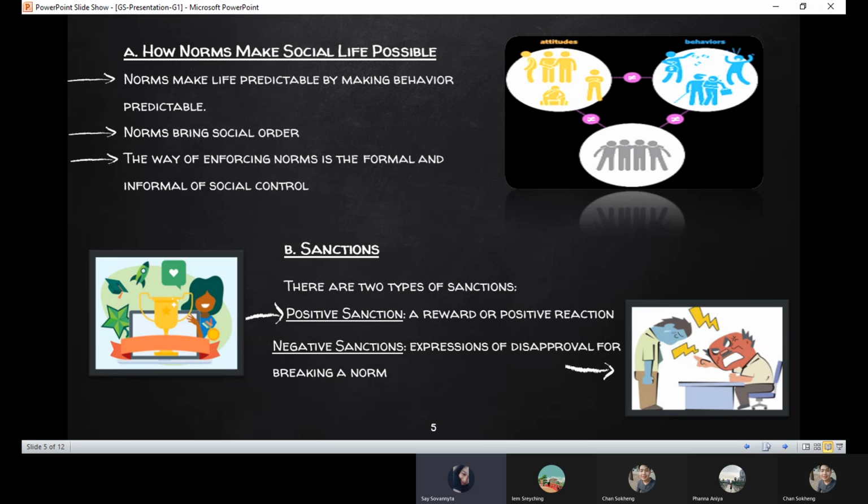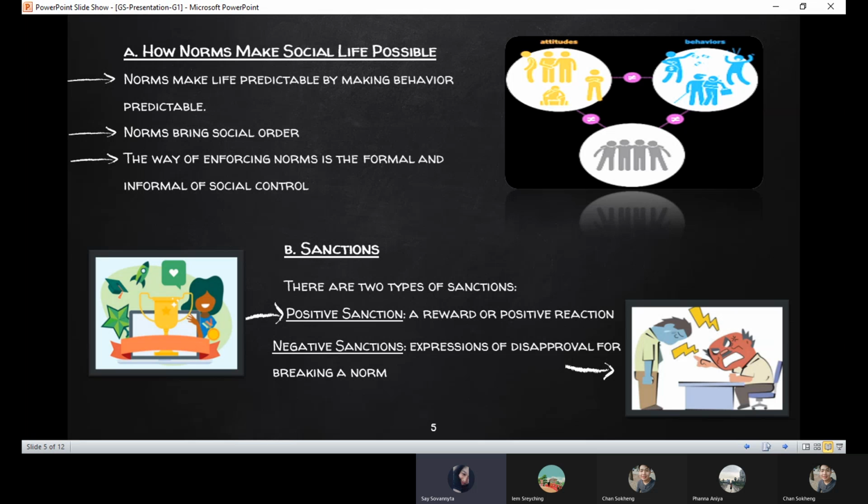Most negative sanctions are informal. Examples of negative sanctions can include embarrassment, shame, disapproval, social discrimination, and accusations, as well as more formal sanctions such as penalties and fines.